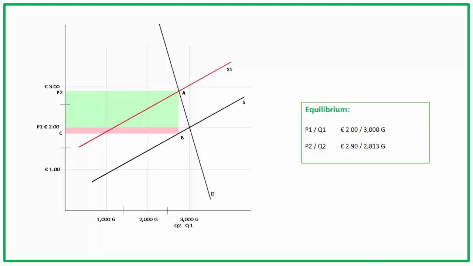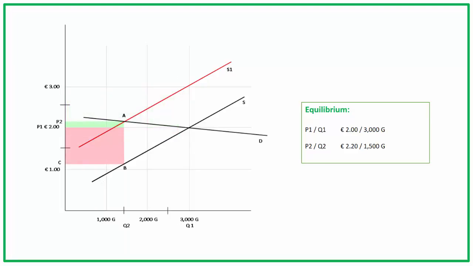The more time passes, the more people will change their purchasing behavior and switch to another substitute product. Consequently, the demand curve is more elastic. Now, the equilibrium point is at €2.20 and 1500 gallons. The distribution of the tax has changed. 20 cents goes to the producers and the remaining 80 cents accrues to the consumers.